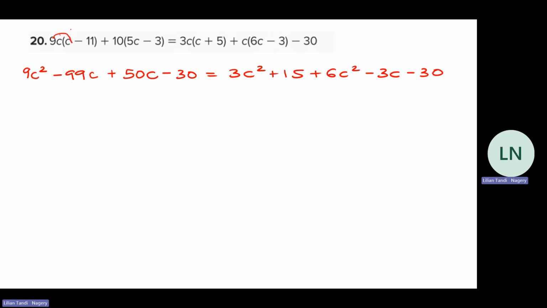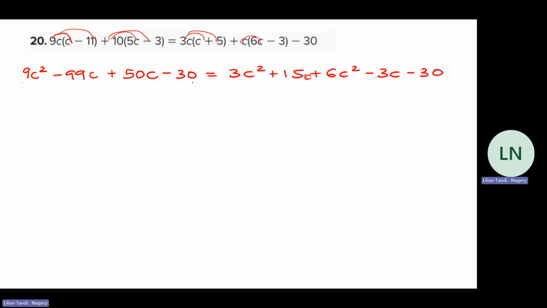9c squared, negative 99c. 50c, negative 30. 3c squared, positive 15c. You always have to check your work. Okay? c squared, 6c squared, negative 3c minus 30. Okay? Now, you have confirmed that you've multiplied correctly. Now you can find friends.